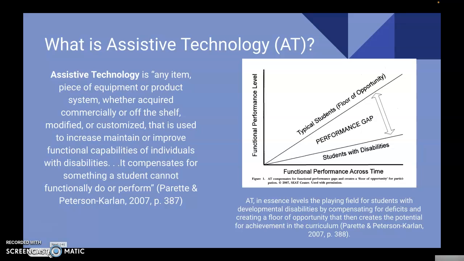In essence, it levels the playing field for students with developmental disabilities by compensating for deficits and creating a floor of opportunity that then creates a potential for achievement in the curriculum. This illustrates wherever the students with disabilities are performing, the assistive technology enables them to get to where typical students are performing.